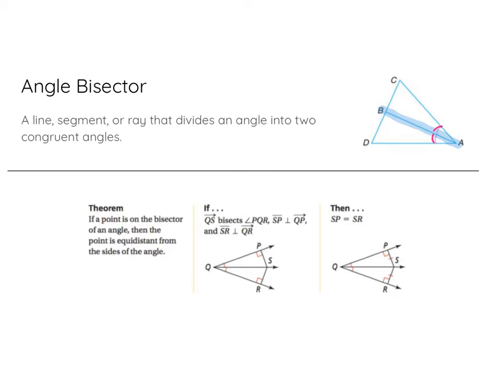So in this picture down here, QS is our angle bisector, and so this side is the same as this side, those angles. When we have that, we also get these parts that are congruent. So SP would be the same as SR.